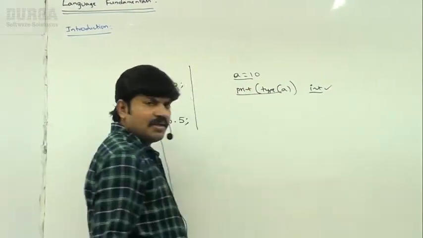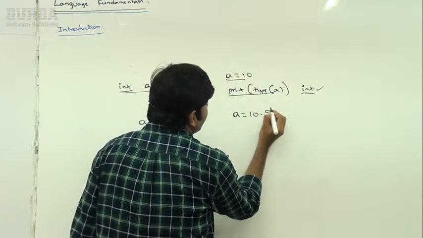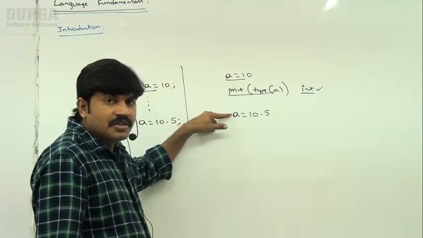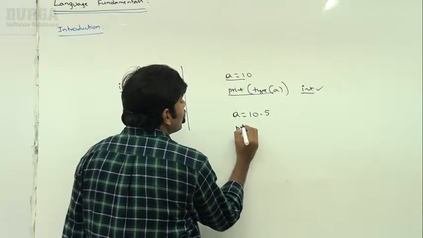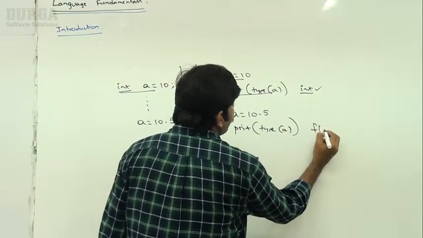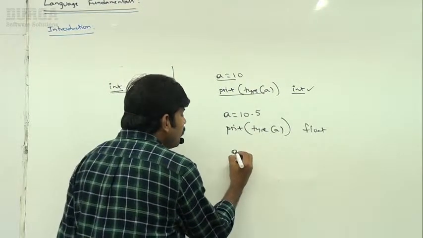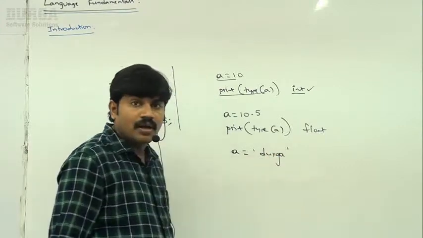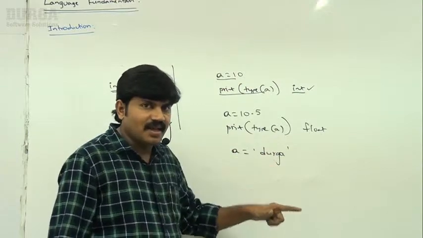Int, sir. In the next line, a is equal to 10.5 I can take. Now onwards, a is a float type variable. If you want, you can print type of a, and now you are going to get float type, sir. Next, immediately I am taking a is equal to Durga. It is the string type. Now onwards, a acts as Durga.